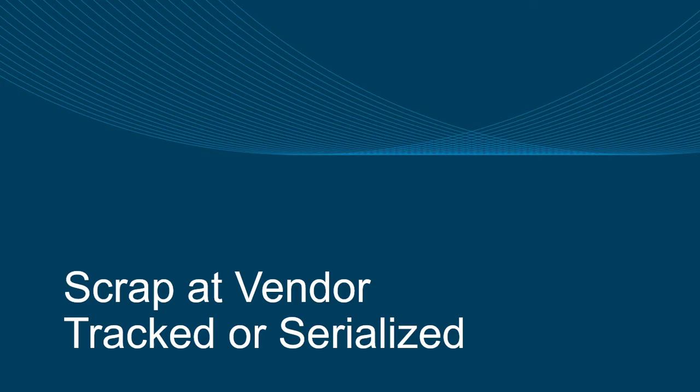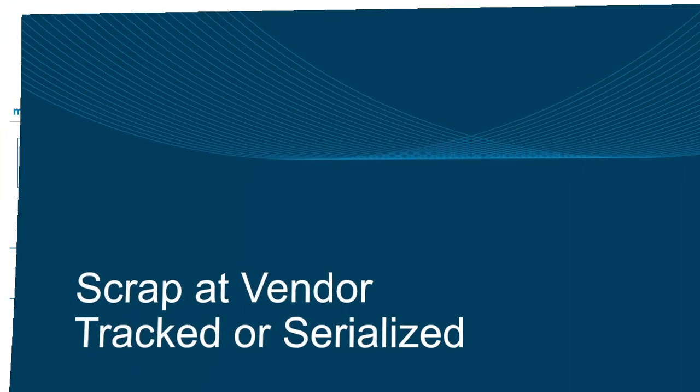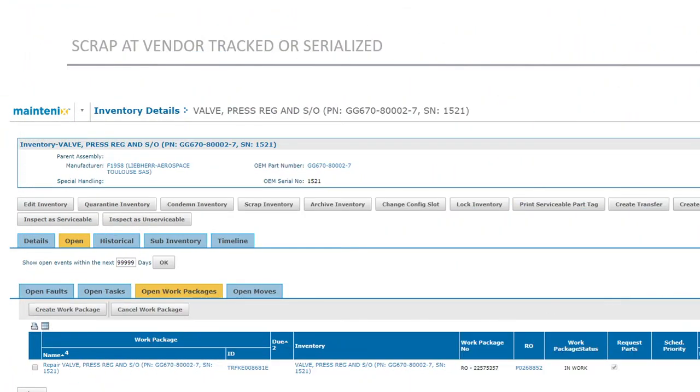The final thing we're going to look at is Scrap at Vendor for tracked or serialized parts. You would use the same work instruction. Since you know how to receive in a tracked or serialized part, I am not going to show you that. Here is the open work package for this unit. And I will not be showing you how to close the work package since we have done that. But you would close it as unserviceable.